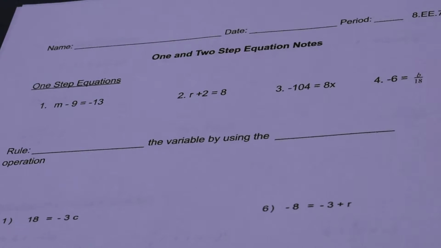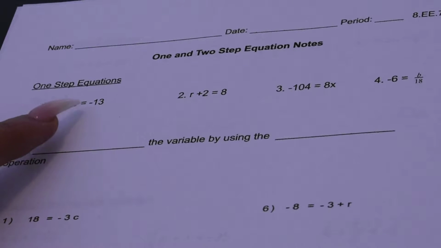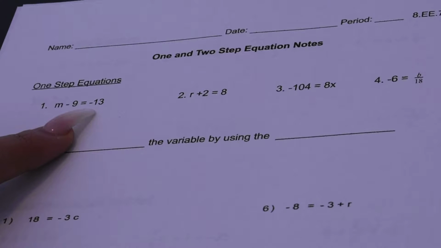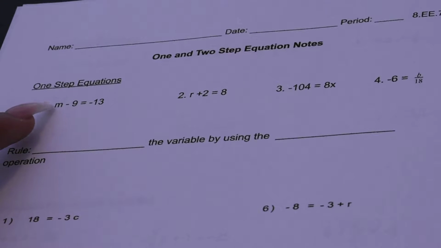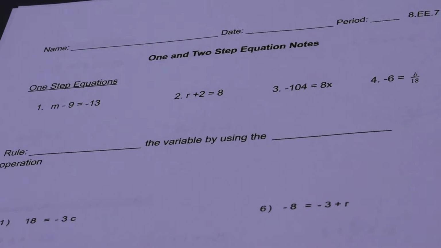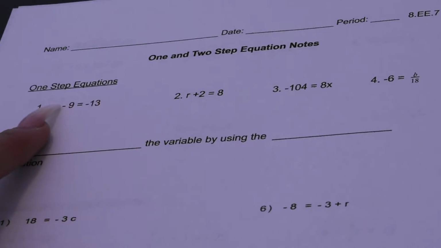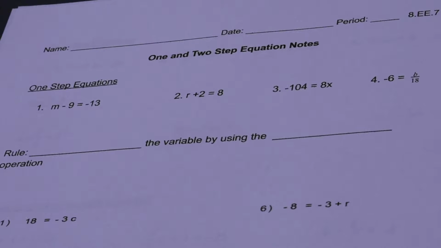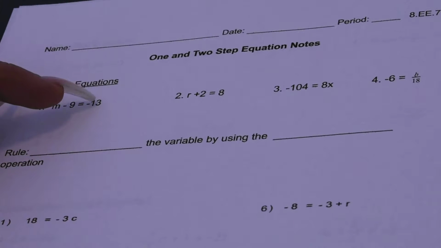So watch me work. My first question says m minus 9 equals negative 13, right? I'm trying to figure out what can I plug in for m, or what value can m be to make this statement true. I got to figure out what is m? What does that variable represent? What could go there? And the way we do it in algebra is we just do the inverse operation. So bear with me. I say m minus 9 equals negative 13.